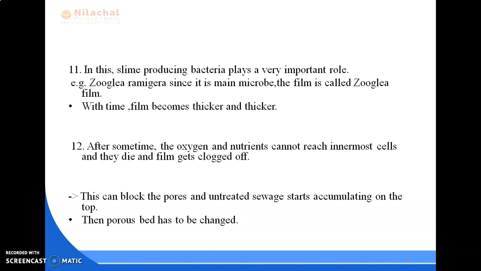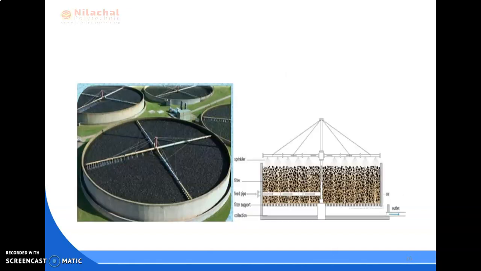With time, the film becomes thicker and thicker. So we have to change it or clean it at regular intervals of time. After some time, the oxygen and nutrients cannot reach the innermost cells and they die and the film gets clogged off. This can block the pores and untreated sewage starts accumulating on the top. Then the porous bed has to be changed. So due to clogging, at a regular interval, we have to change the bed.